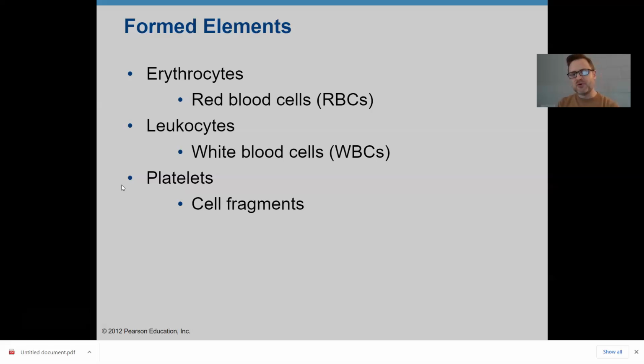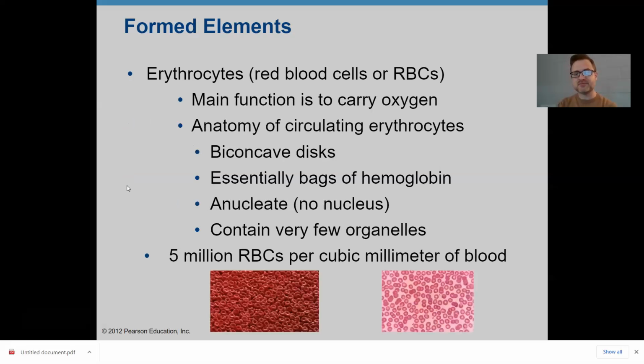The formed element portion, the cellular portion, has 3 main parts: red blood cells, white blood cells, and platelets. Erythrocytes are red blood cells, leukocytes are white blood cells, and platelets, again, are cell fragments involved in clotting. So more on each of the types. Red blood cells, their main job is to carry oxygen.